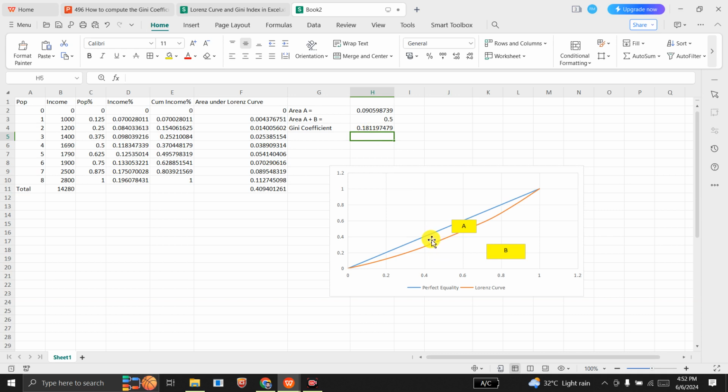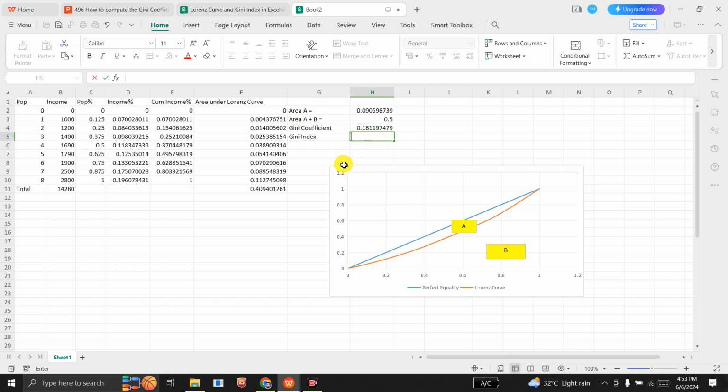That is why the Lorentz curve is close to the line of perfect equality, and this shows that the inequality is not serious. So you can see there is no big difference between 1000 and 2800. There is a difference, but this difference is not much pronounced. So this is how we calculate. So this is Gini coefficient, and Gini index will be equal to, if you take percentage of this, that will be 18. This is a Gini coefficient, so it means that is 18%.